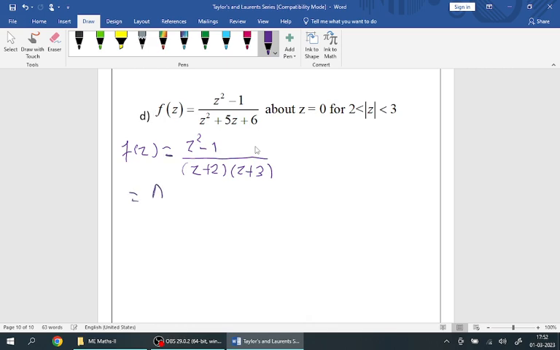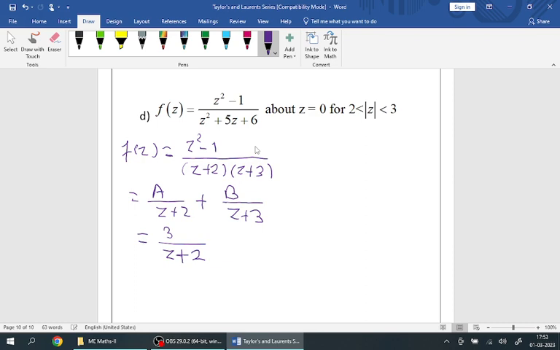Next step, partial fraction, a upon z plus 2 plus b upon z plus 3. Get the value of a by putting z as minus 2. If you put minus 2, minus 2 square is 4, 4 minus 1 is 3. That's the numerator, 3. And in the denominator, we are putting z as minus 2, so minus 2 plus 3 is 1. So it's 3 only. 3 upon z plus 2.